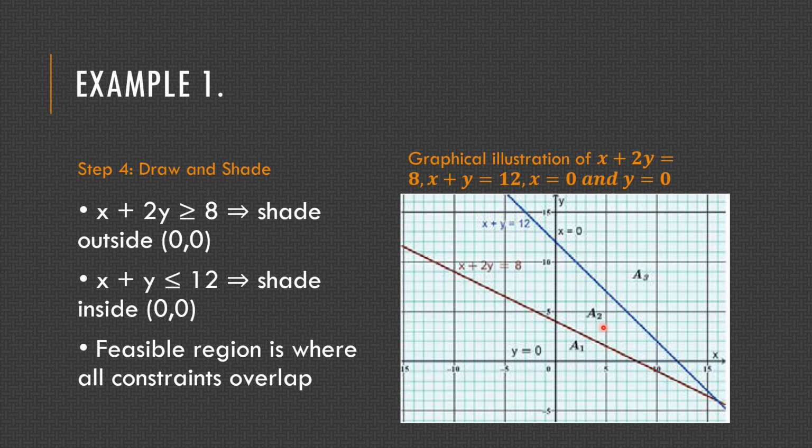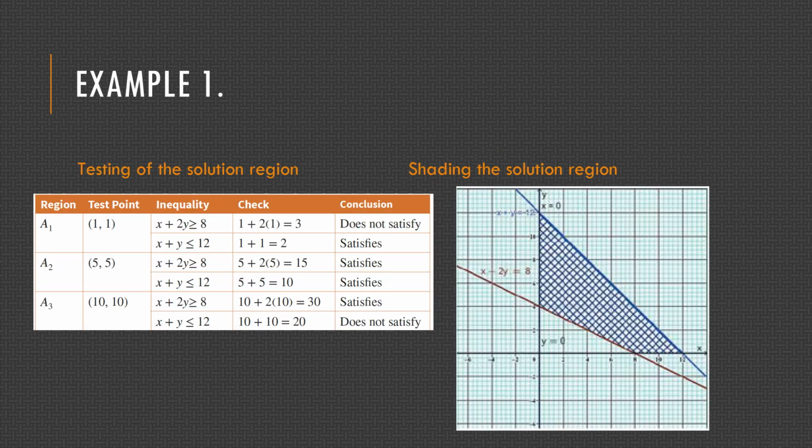Look at space 2. Take any point at space 2. When you substitute them in each of the inequalities, you are going to realize that all that particular point satisfies both x plus y less than or equal to 12 and x plus 2y greater than or equal to 8, which means that space 2 here, the area 2 here, becomes the solution for this particular inequality. So that is the solution that we have here.